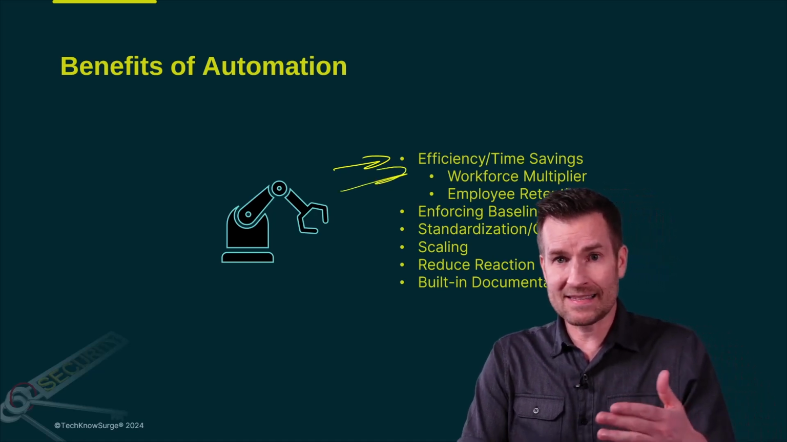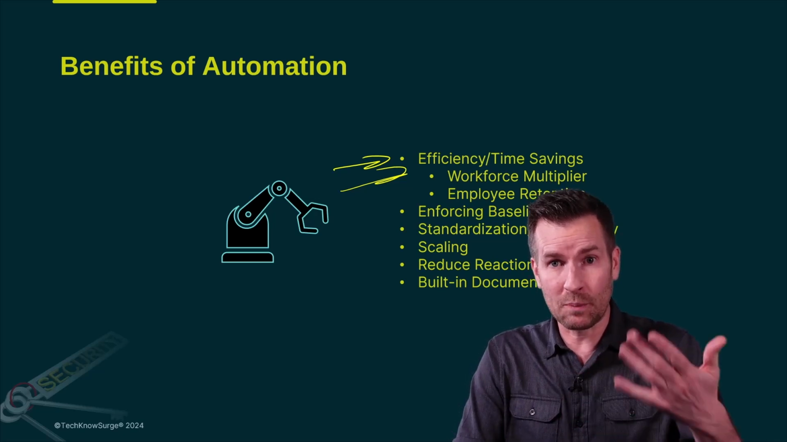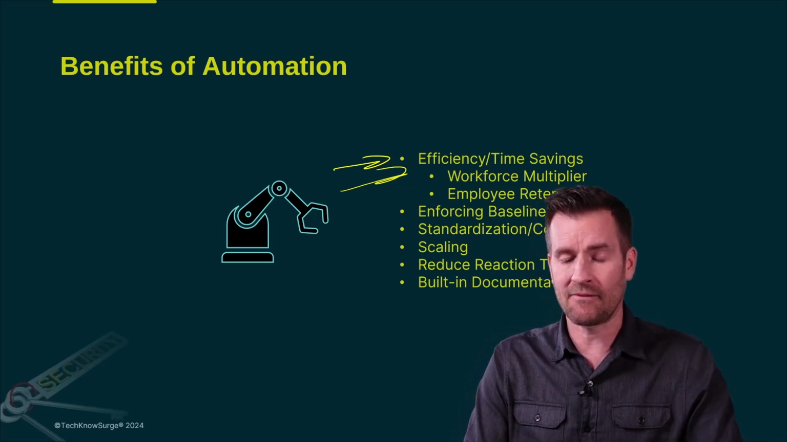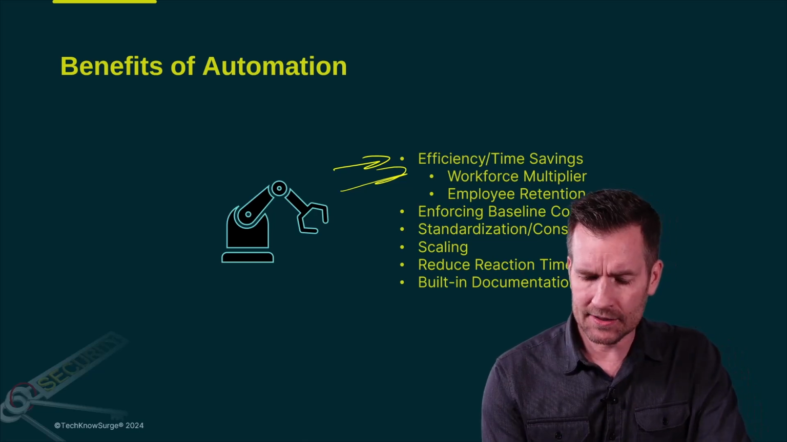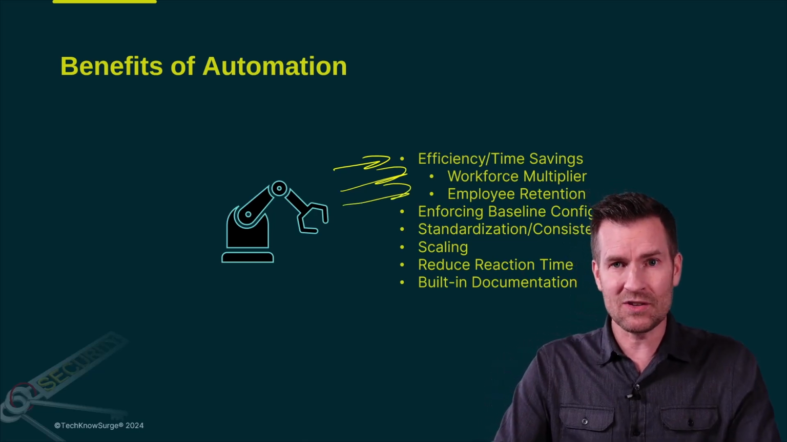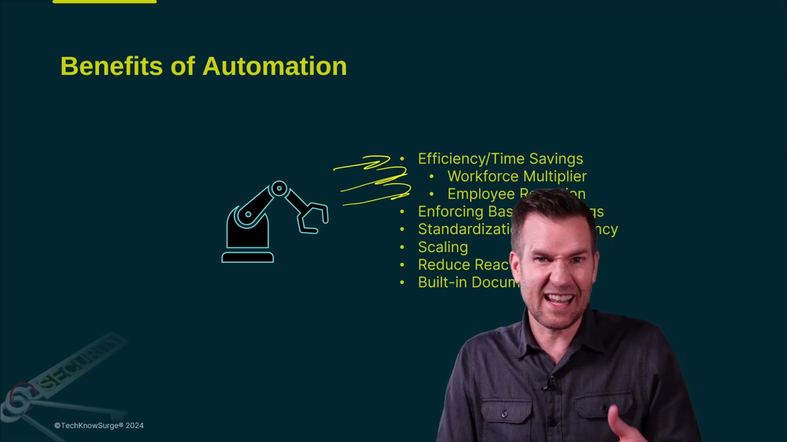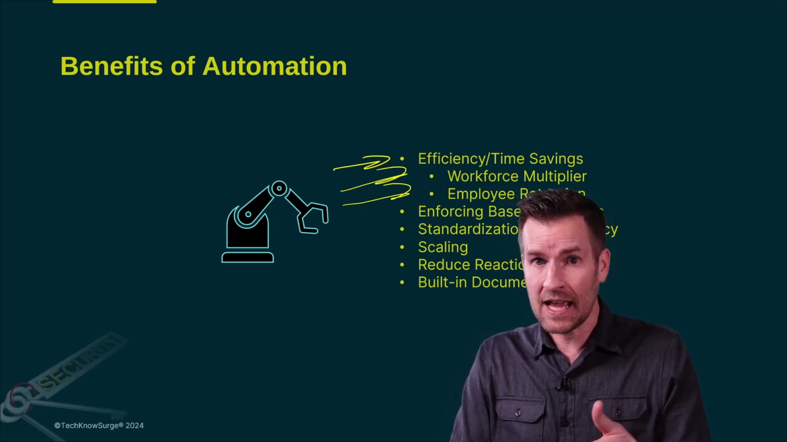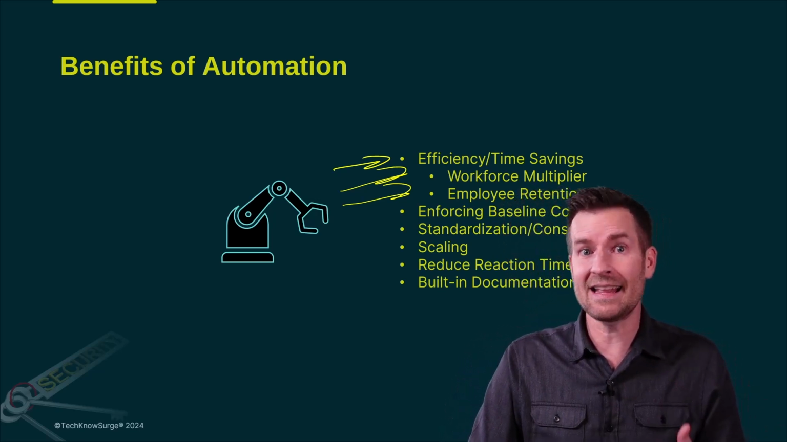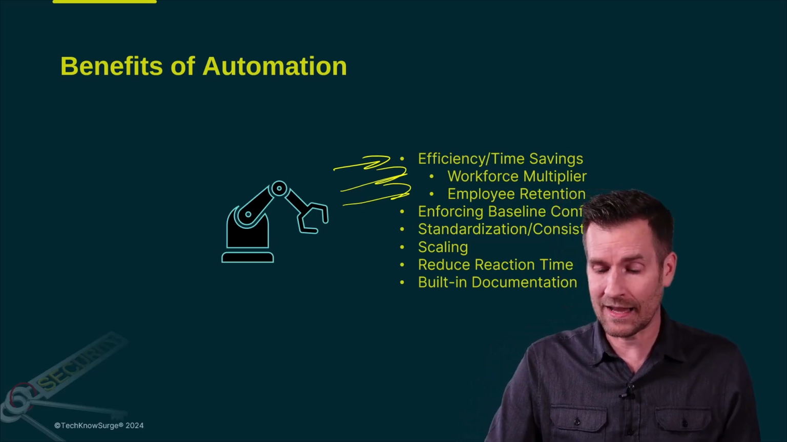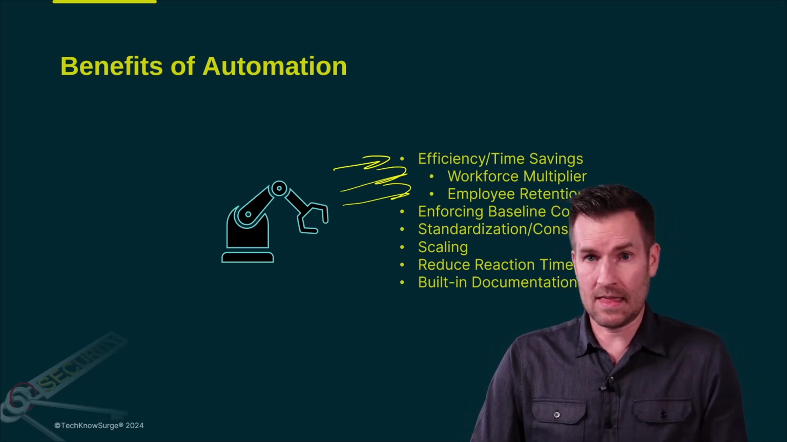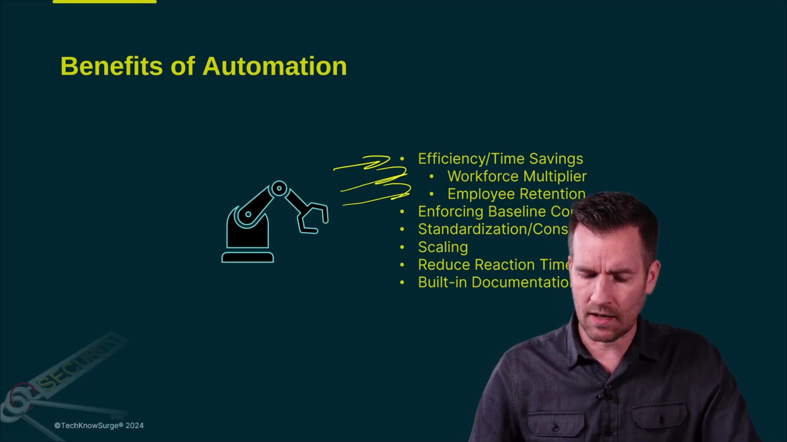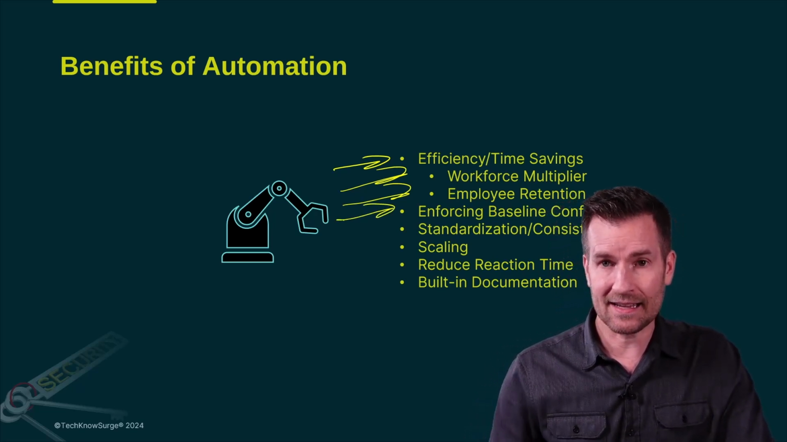That means that we can have one person doing multiple jobs if we're automating a lot of our processes. And then also it could create employee retention because having people, instead of doing these monotonous tasks, they get to do something a little more exciting like work on the automation and improve the automation. That improves employee retention. It also enforces baseline configs.